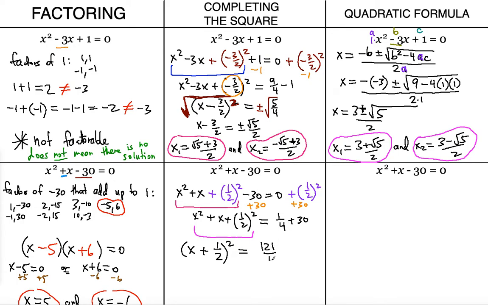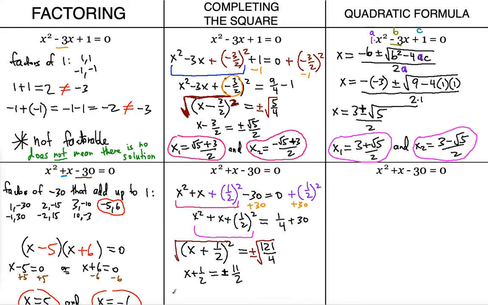That's 121 over 4. Square rooting both sides. Remember, when we square root, there will be a plus or minus because we're talking about two possible solutions. Remember that, not to miss the plus or minus. And luckily, on the left, the square and the square root cancel each other out. Whatever's inside comes out clean. So x plus 1/2 is equal to plus or minus. Now, the square root of 121 over 4: we know the square root of 121 is 11, and the square root of 4 is 2, right? So that's good.